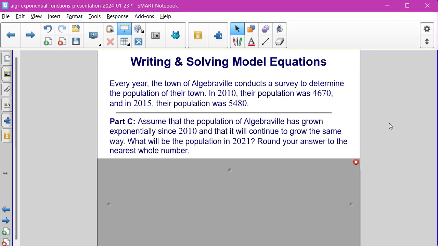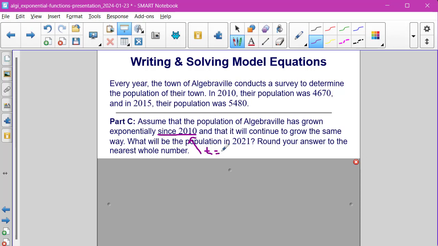Now let's look at part C. Assume that the population of Algebraville has grown exponentially since 2010 and that it will continue to grow the same way. What will be the population in 2021? Round your answer to the nearest whole number. Well, we already have our model equation, and the key words here are since 2010. That means in 2010, our time value is 0. Therefore, in 2021, our time value will end up being 11 because it's 11 years after 2010.